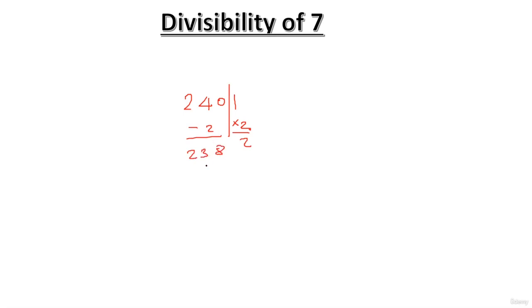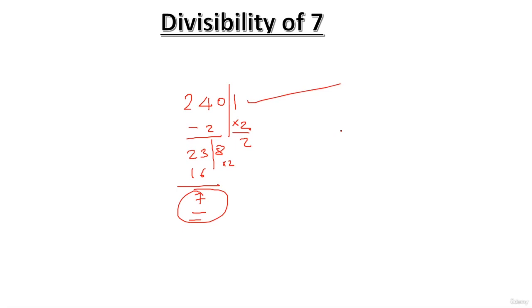Same thing I repeat. I don't know whether 238 is divisible by 7, so I repeat it again. I separate the units digit 8 and multiply it by 2. 8 into 2 is 16. 23 minus 16 is 7. Is 7 divisible by 7? Yes. So 2401 also is divisible by 7.